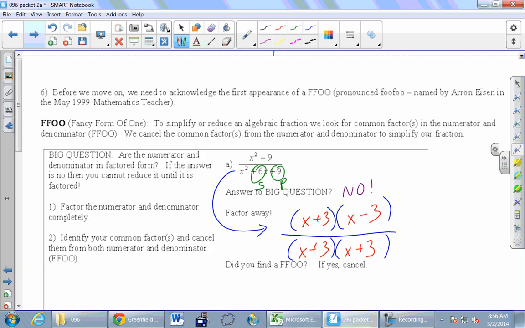Okay, again, what did we just do to both the top and the bottom? We factored. And now that it's in factored form, all we are looking for are foo-foos, fancy forms of 1. Do you see a fancy form of 1 anywhere in this fraction? You do. x plus 3 on the top, x plus 3 on the bottom. That is a fancy way to write the number 1. So there's no need to write extra stuff in our answer. Get rid of that, and we'll just write the final answer: x minus 3 over x plus 3.